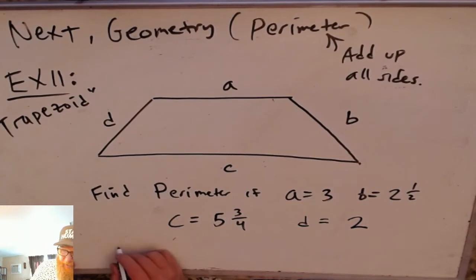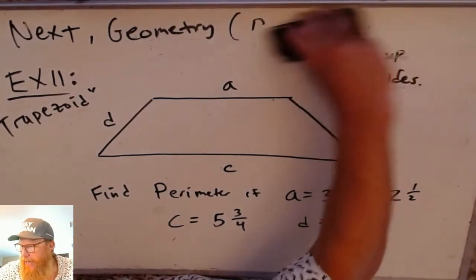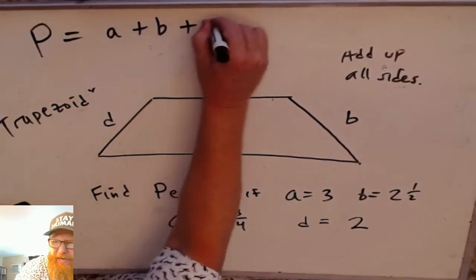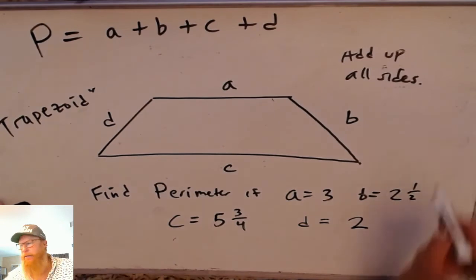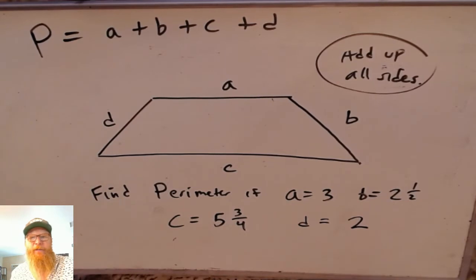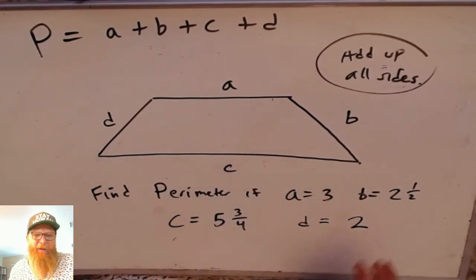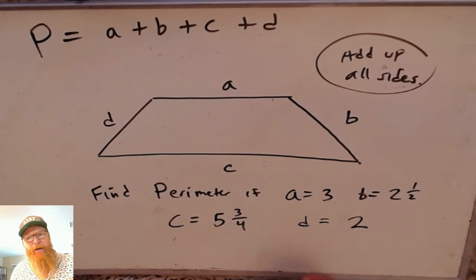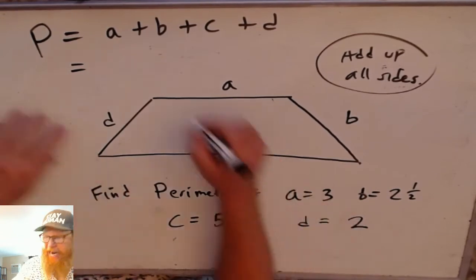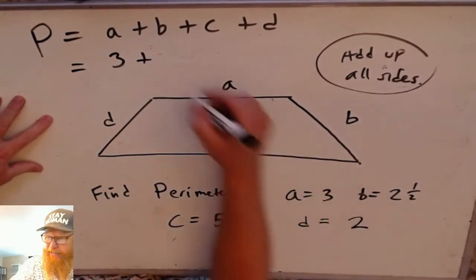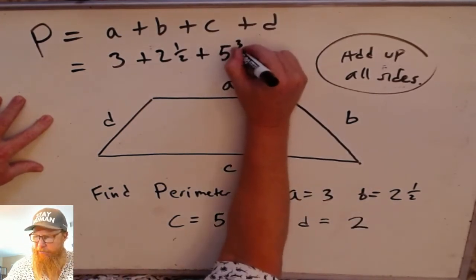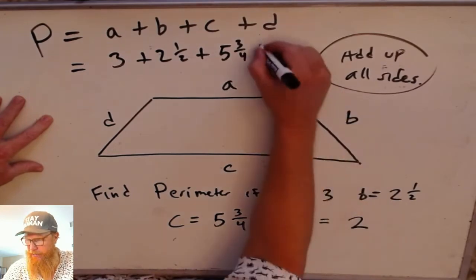So essentially what we're going to do is we're just going to add up all the sides. A plus B plus C plus D. That's the perimeter. At some point, we're going to talk more about area, and the formula is a little more complicated for area. But for perimeter, it's pretty straightforward. You just go around and add up all the sides. All right, so I got A is 3, B is 2.5, C is 5 3/4, and D is 2.